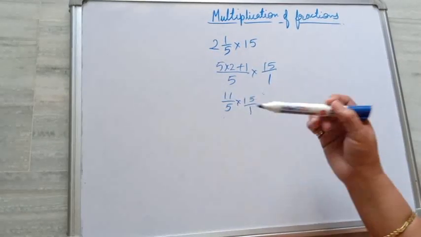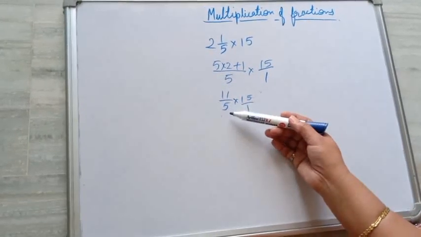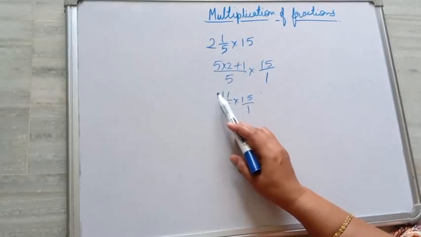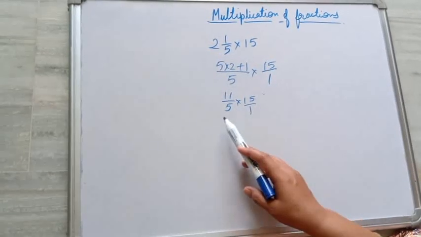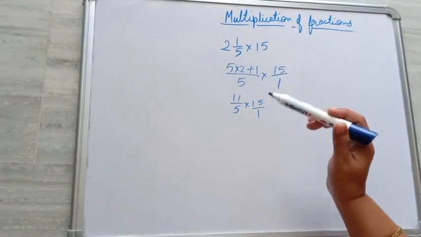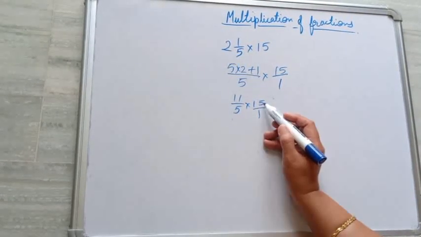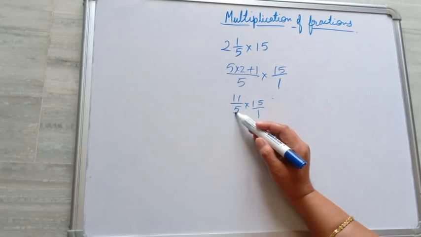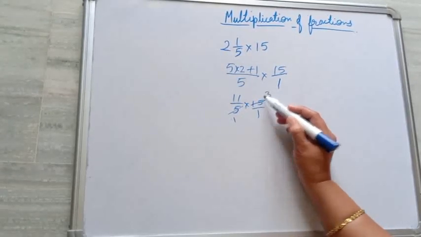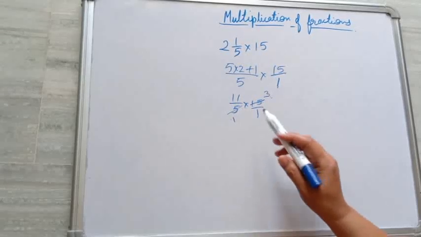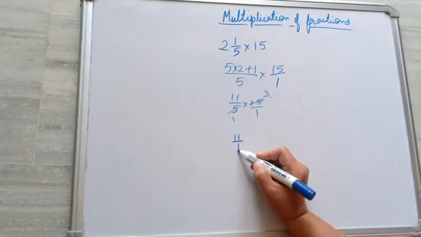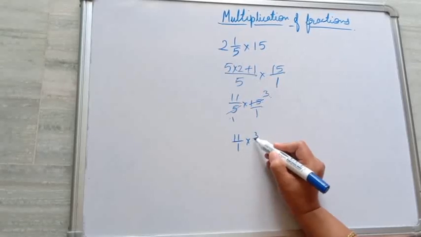The numerator can be divided by the denominator, but you cannot divide numerator and numerator or denominator and denominator. Only a numerator can be divided by a denominator. So this 15 is divisible by 5. 5 1s are 5 and 5 3s are 15. Now what is left here? 11 upon 1 multiplied by 3 upon 1.